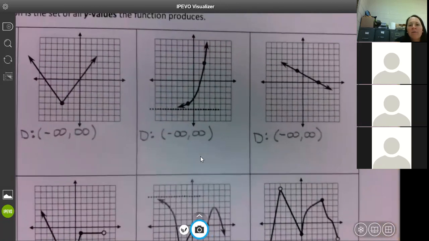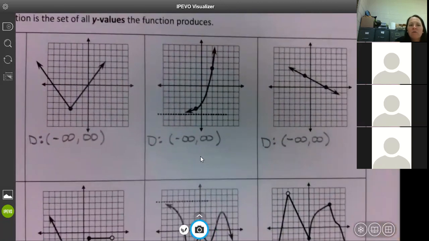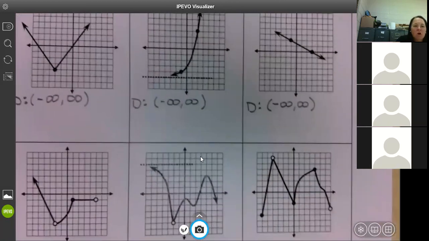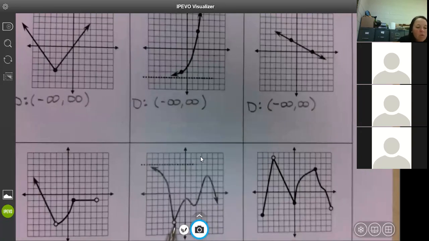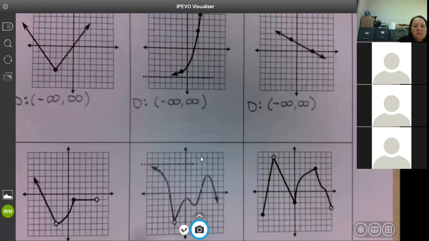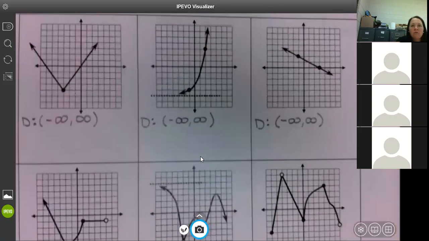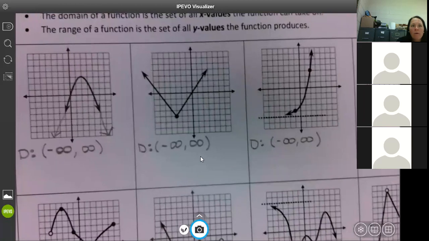They're going to have different domains, but these, because they have arrows on the right and left, are always going to be negative to positive infinity. That will never change unless they start putting these little dots and stuff on there. So anything to the left and the right is going to be negative infinity to positive infinity. But when we start seeing these open circles, things are going to change. Okay, so these are the easy ones. That will always be normal.